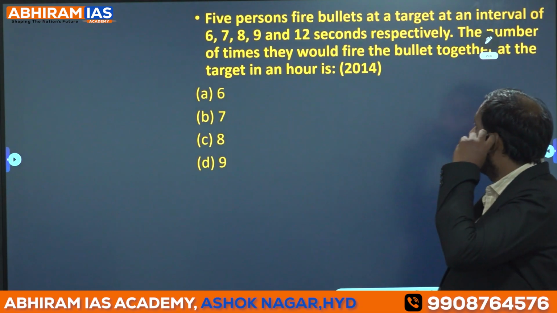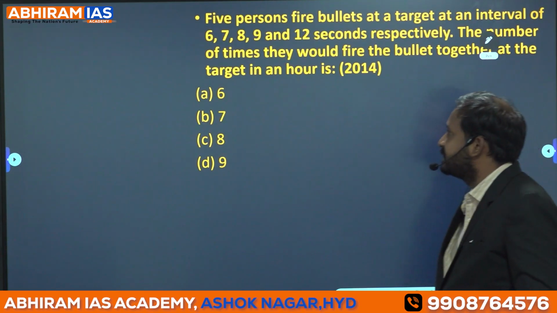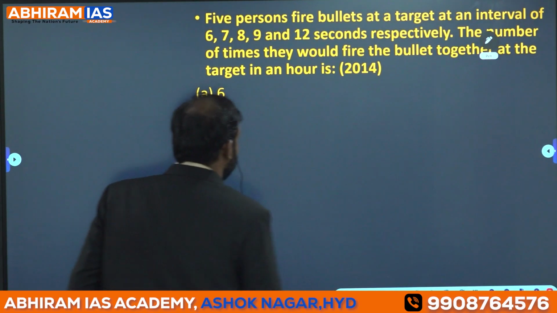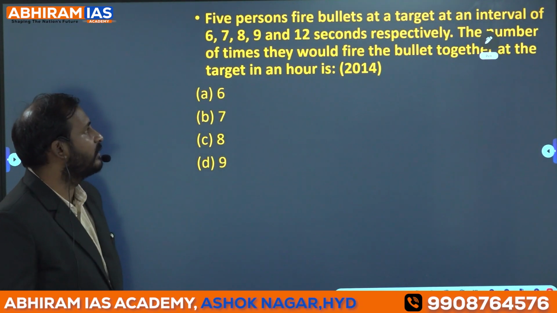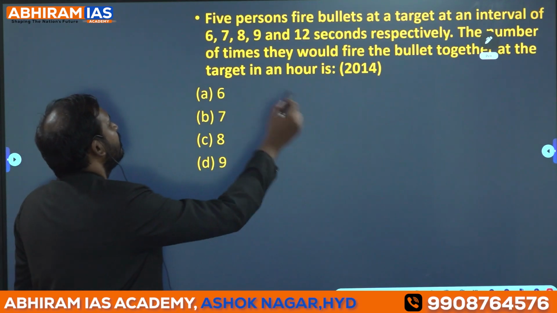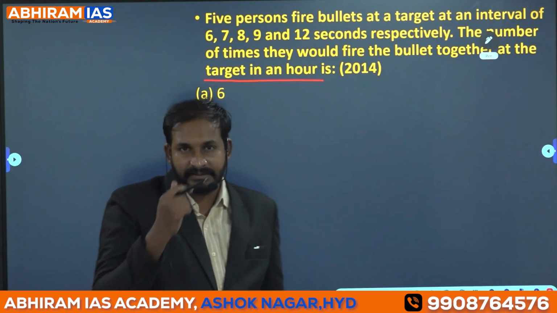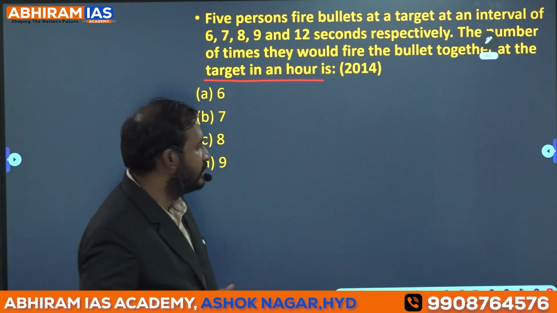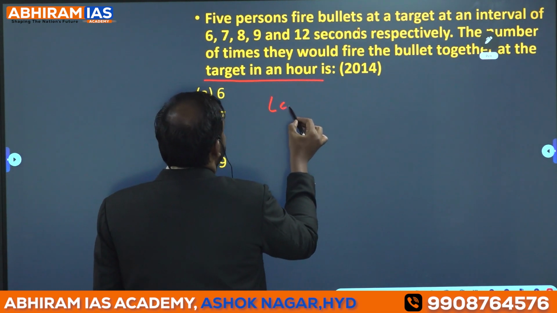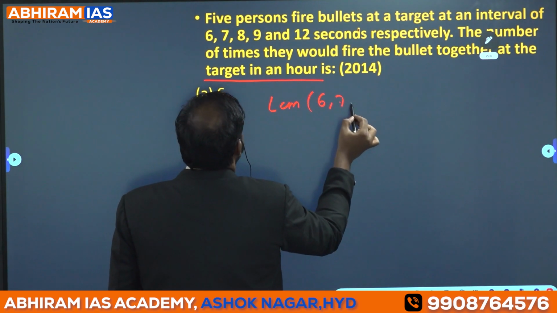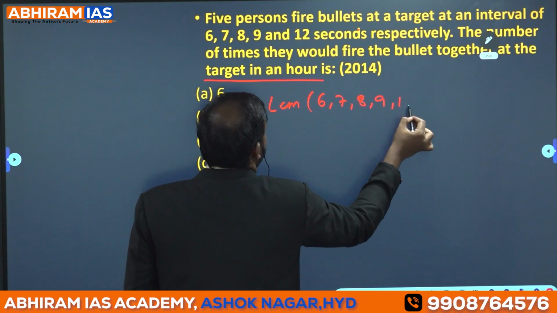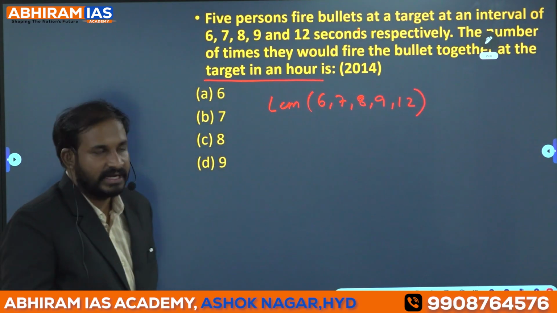5 persons fired bullets at a target at intervals of 6, 7, 8, 9 and 12 seconds respectively. The number of times they would fire the bullet together at the target in an hour is. That means they gave us a time frame here. In 1 hour how many times will they all hit the target together? As usual we need to find the LCM of 6, 7, 8, 9 and 12.